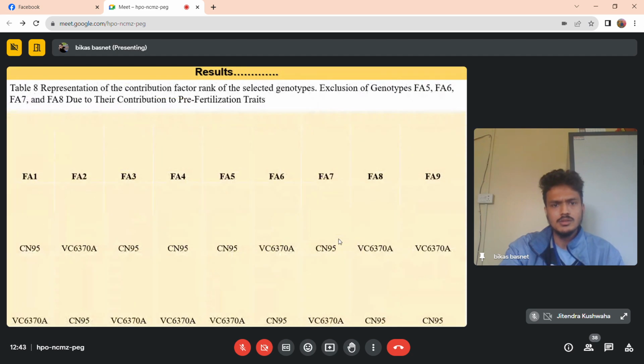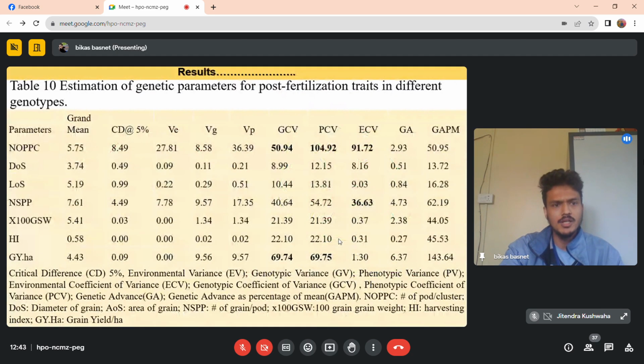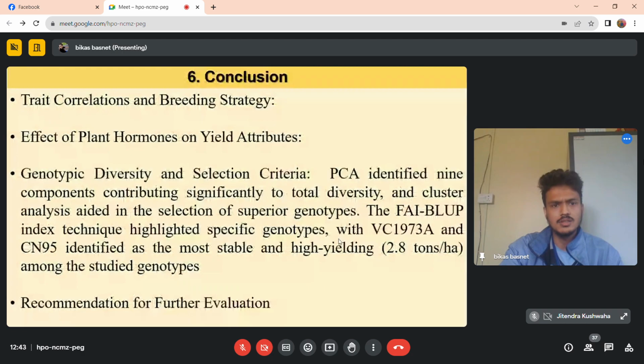So here are my final conclusions. The first bullet point that I write here is to state correlations in breeding strategy, which signifies that those traits which are strongly correlated with the yield-related attribute must be selected for the crop improvement program.